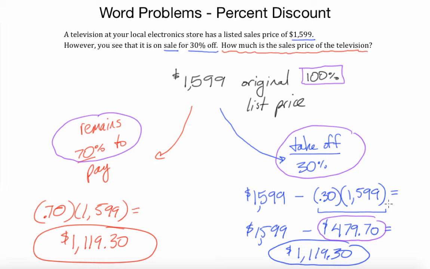Now, $479.70 is 30% of 1,599, but that's not what I'm asked to find. That would be how much I'm discounting off. I was asked to find the sales price. What am I still paying? So be careful as you're working with word problems involving percents that you're actually finding what you want to find. You're answering the question you're trying to find here. So we have to pay $1,119.30. That would be the sales price of the television.